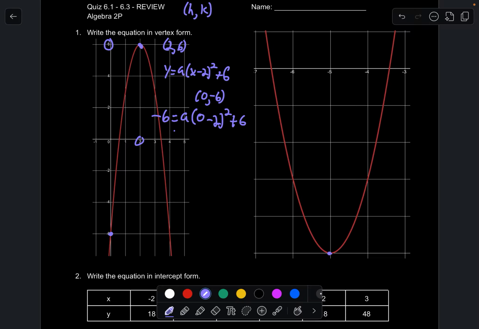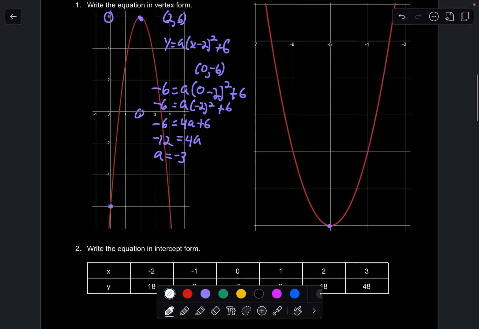This equals, let's see, 0 minus 2 is -2. A times -2 squared plus 6. That equals 4a plus 6 equals -6. Subtract 6, that's -12 equals 4a. Divide by 4, a equals -3. We know what a is. Now we can write the equation as y equals -3, that's a, x minus 2 squared plus 6. And that's the equation, all right, in vertex form.